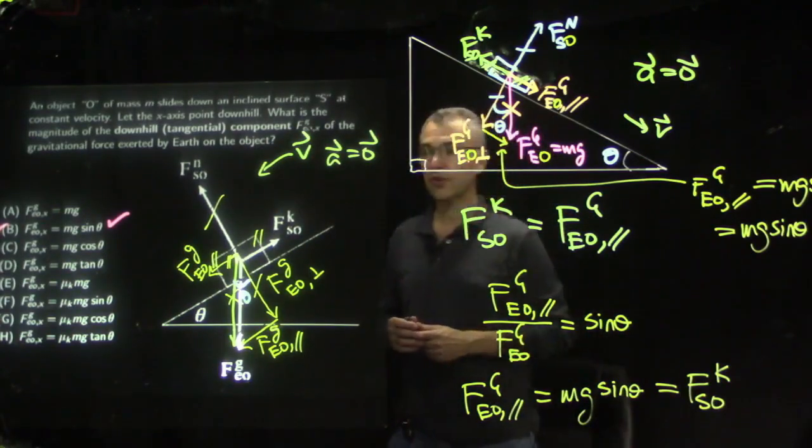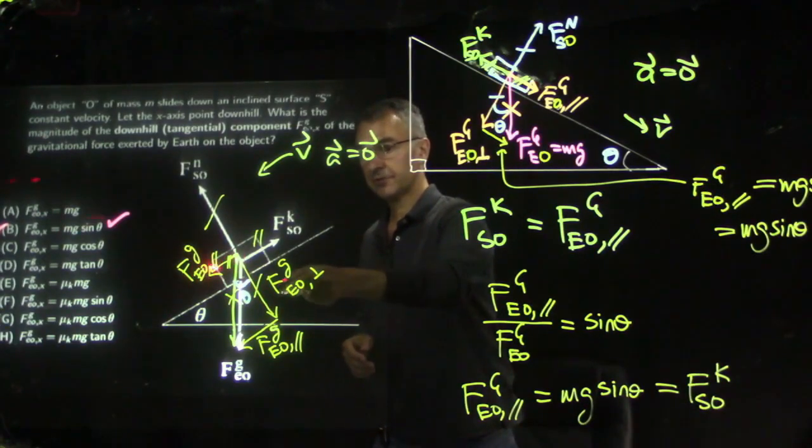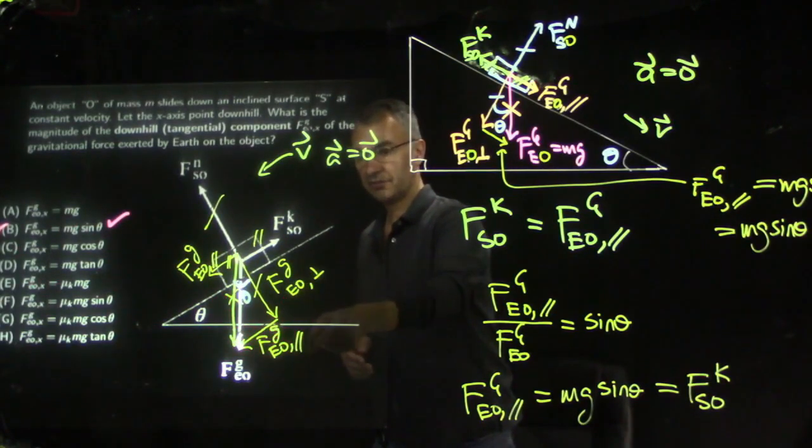And again, the way that we saw that is we decomposed mg into a component perpendicular to the surface and a component parallel to the surface. And if you take this arrow and redraw a copy of it down here, you can see that this is opposite over hypotenuse, this length divided by mg. So this must be mg times sine theta.